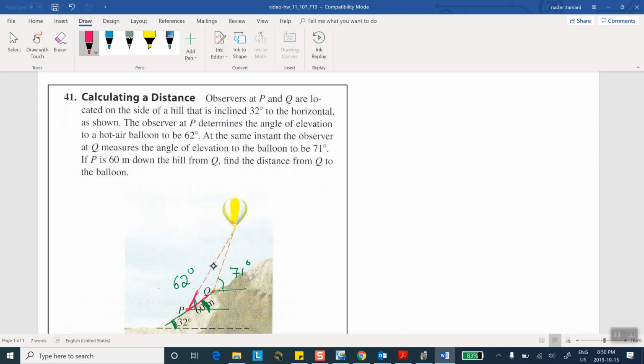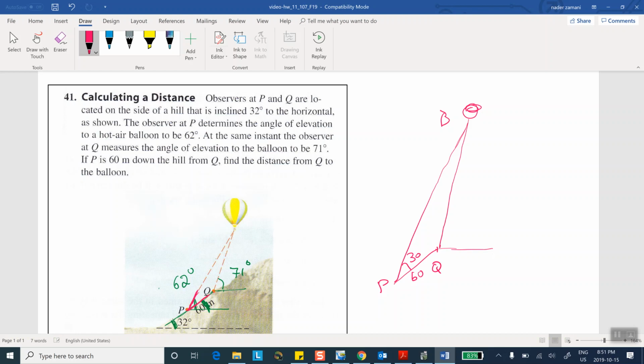And what else do we know here? We have a triangle like that. There's your P, there's the Q, this angle is 30, that distance you're told is 60 meters. And there's the balloon, the hot air balloon. Okay, so I'll call it B. Now, there's something that we have not used yet, and that's this 71-degree angle. Let's see if we can use this.